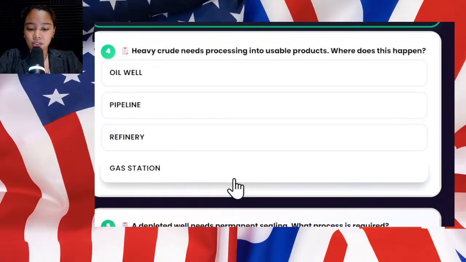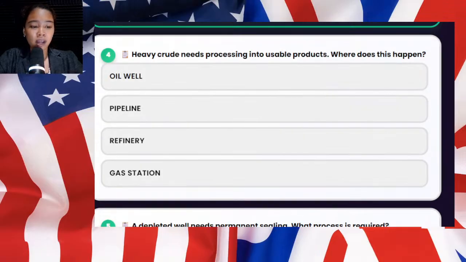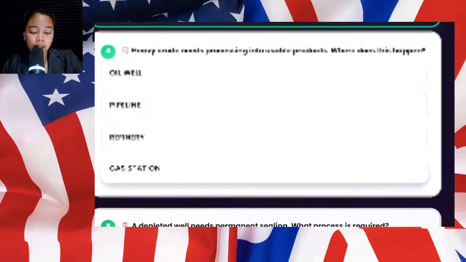Next, we have the gas station. How do we define a gas station? What is a gas station? Anyone? Okay, remember, a gas station is a retail facility where motor vehicles are refueled with gasoline, diesel, or alternative fuels. Also, this is called a filling station, a petrol station, or a service station. So this is a retail facility. We're already selling the oil. So this is still not the correct answer.